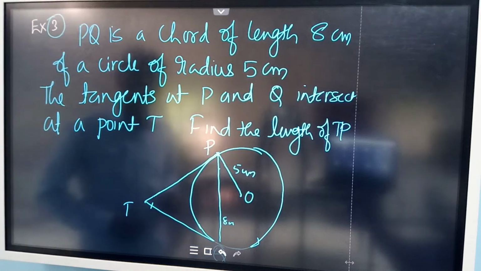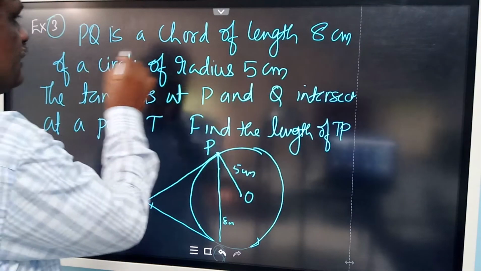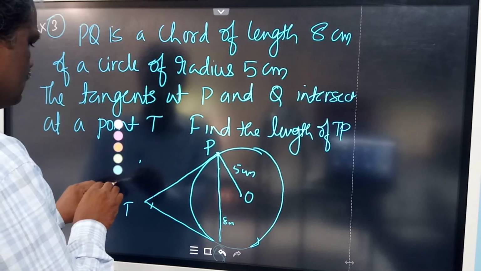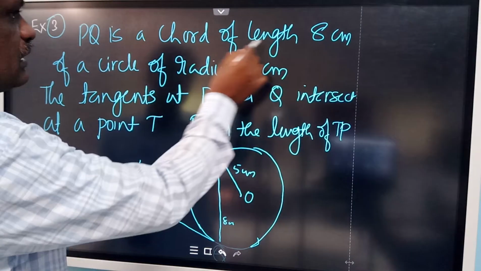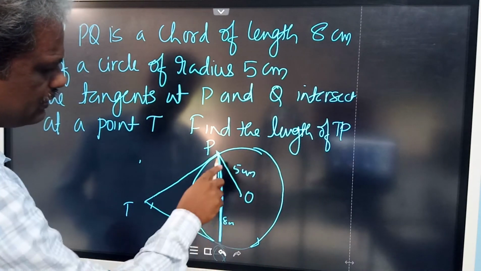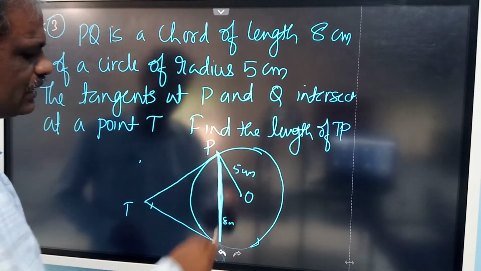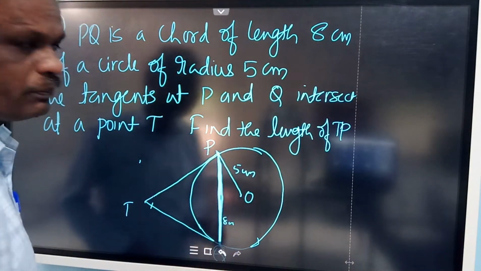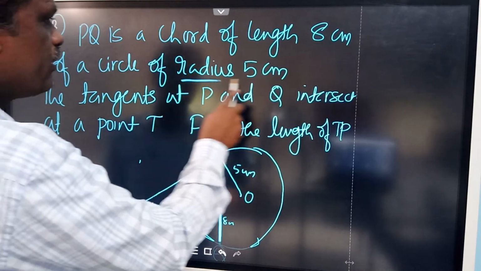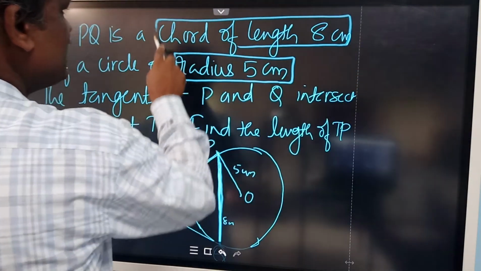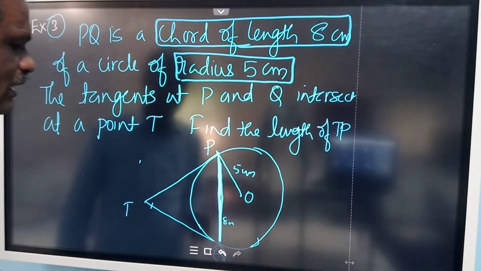So the given question, example 3: PQ is a chord of length 8 cm, and the circle has radius 5 cm, so OP length is 5 cm. The radius is 5 cm and the length of the chord is 8 cm.